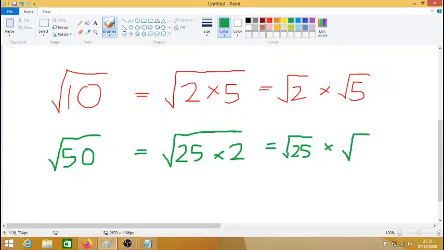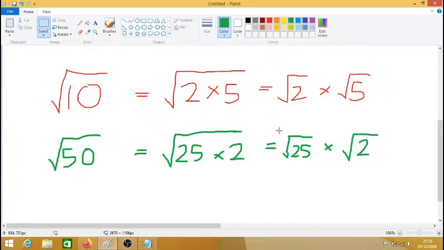And the nice thing about doing it this way is we do get an easy one that we can work out. So the square root of 2 stays a square root of 2, but look at the square root of 25. I know that that's something you learn in primary school.